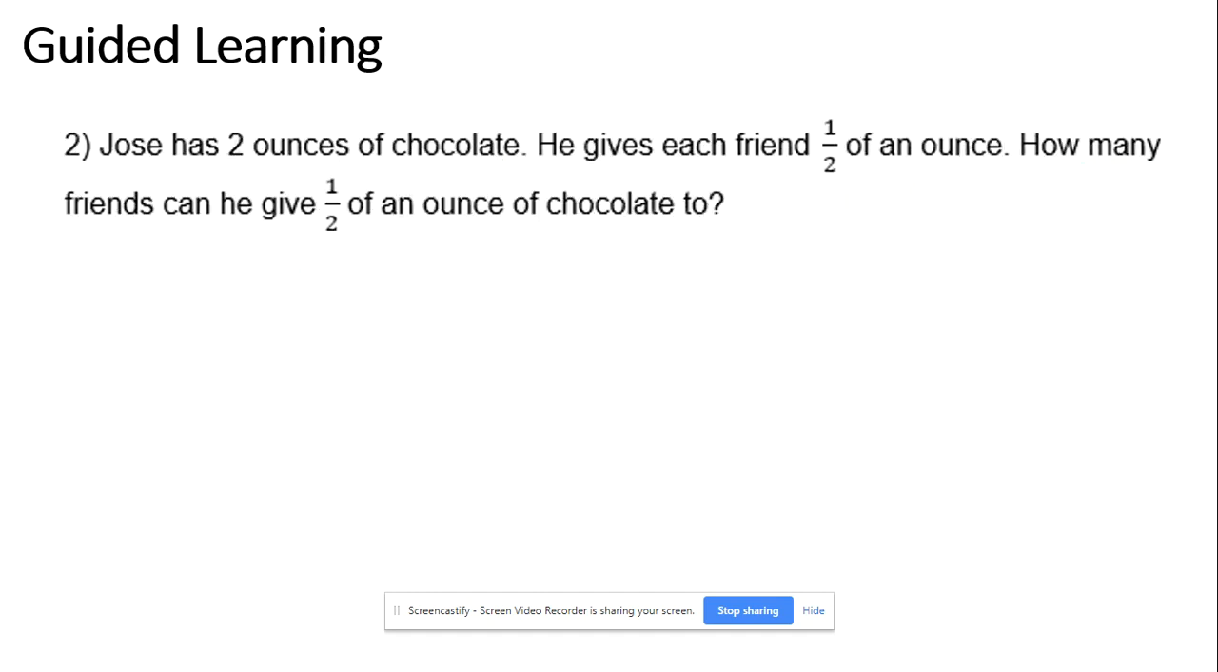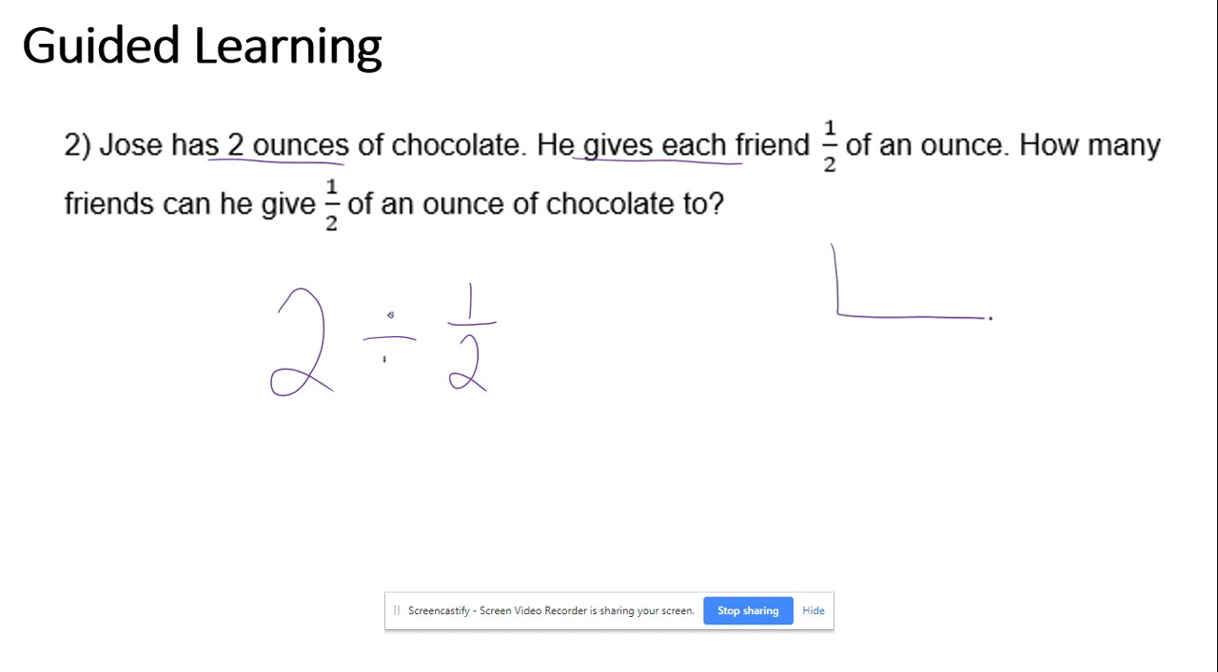Jose has 2 ounces of chocolate. He gives each friend half of an ounce. How many friends can he give half an ounce of chocolate to? So now he's starting with 2 ounces of chocolate. So that's what we're sharing. That's what we're splitting up. He's giving each friend the same amount. So he's giving each friend 1/2. And since we're sharing evenly, we're going to be dividing.